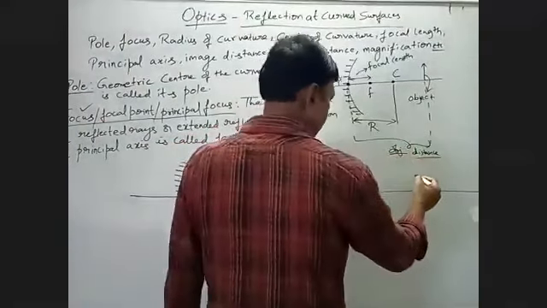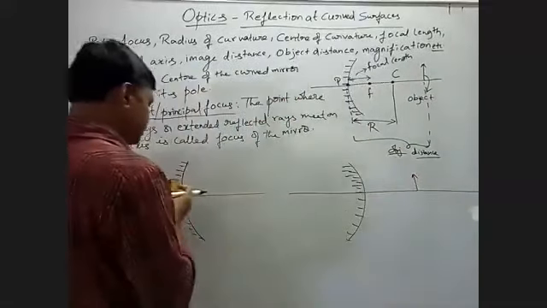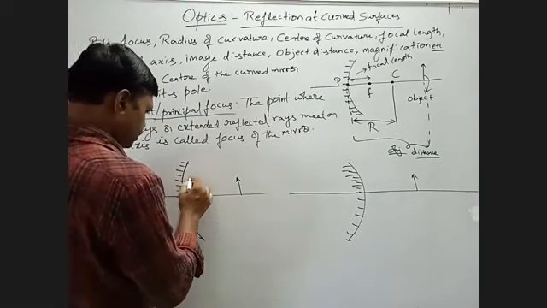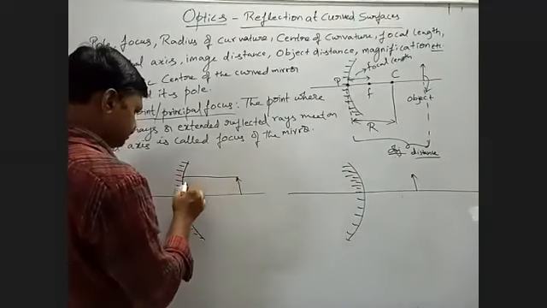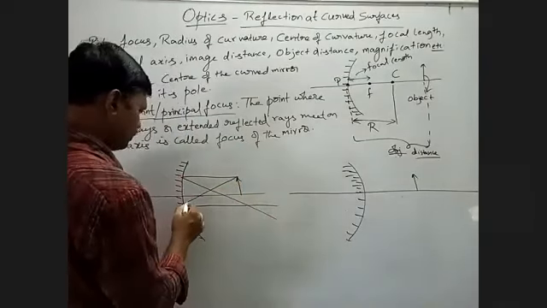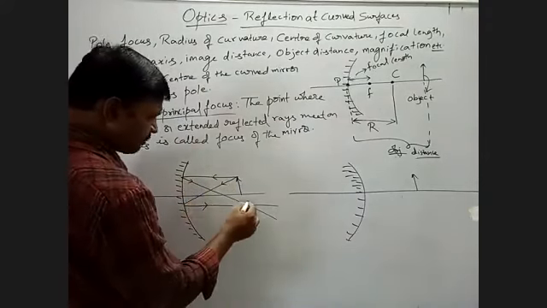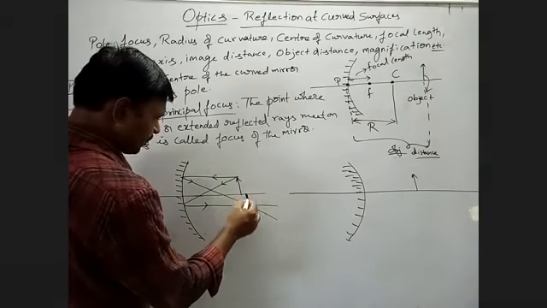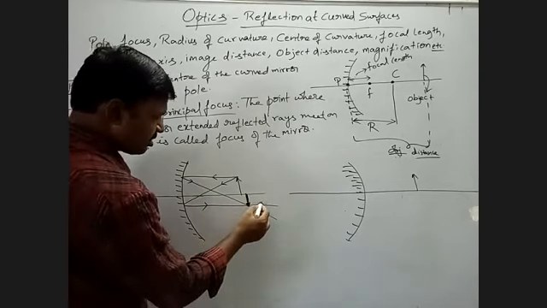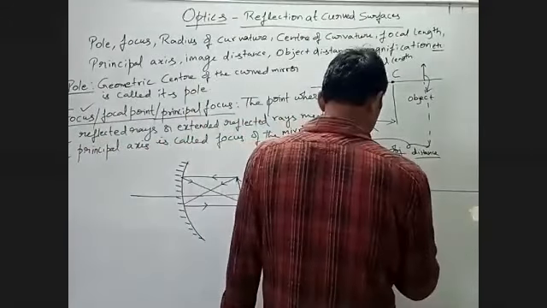Suppose here we keep an object. The light rays that come converge at a point. If we take any two light rays, after reflection an image is formed. This image is formed by the intersection of these two rays.